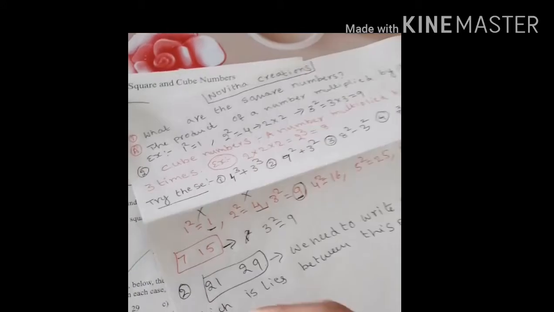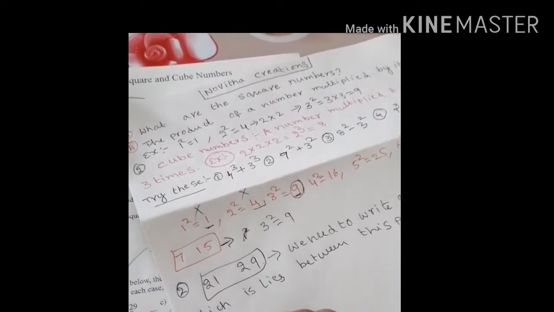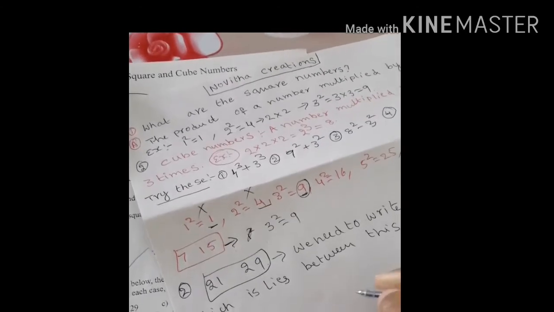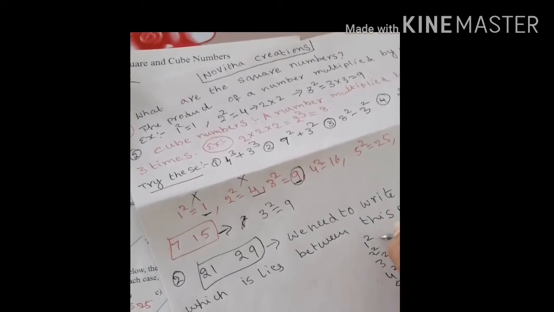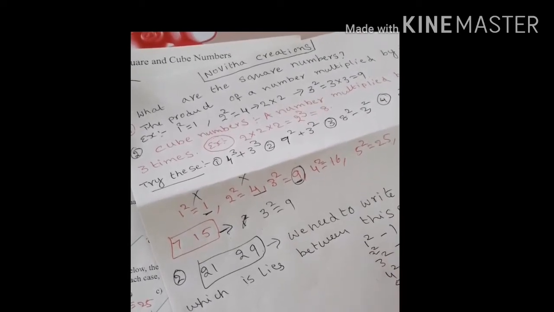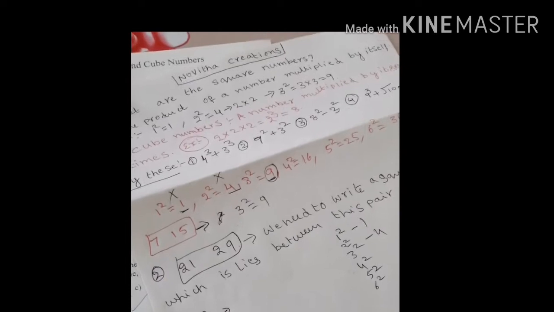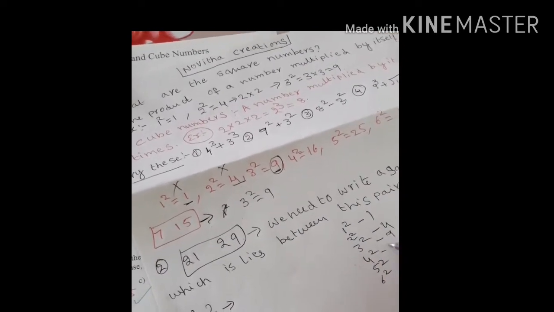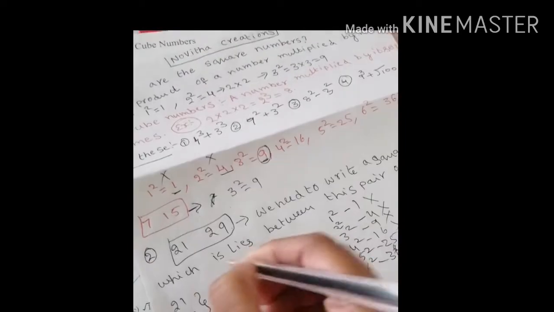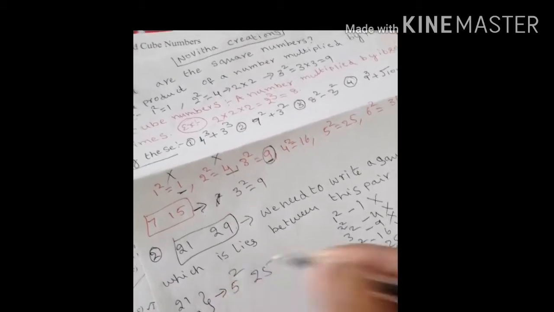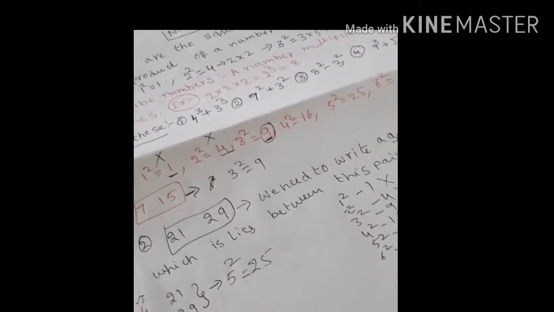So how can you write? So 21 to 29. These are the numbers they given. We need to write in between numbers. Then we need to write 1 square, 2 square, 3 square, 4 square, 5 square and 6 square. And 1 square? No. 2 square? Is it coming between 21 and 29? No. 3 square? 9. 4 square? 16. 5 square? 25. Yes. So our answer is 25, 5 square. We need to write like this.